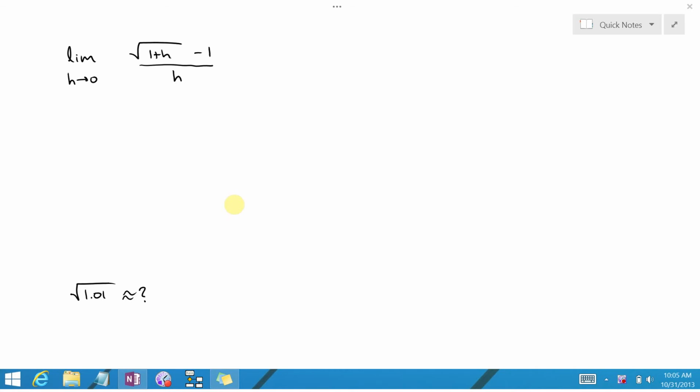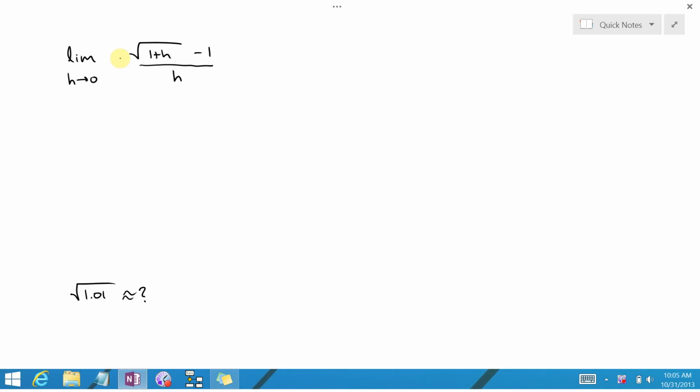Okay, in this problem, you're given the limit as h goes to 0 of this quantity here. And you'll notice that if you directly plug in h equals 0 here, you'd get the square root of 1 minus 1, you'd get 0 on top, and of course you get 0 on the bottom. So you'd want to maybe algebraically rewrite this.